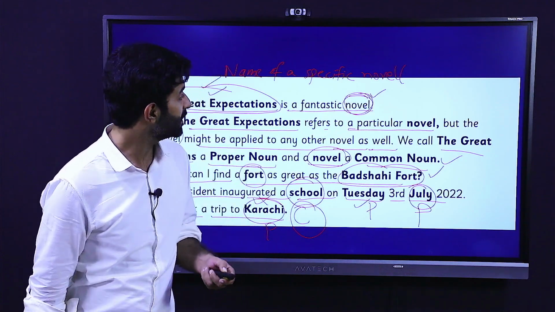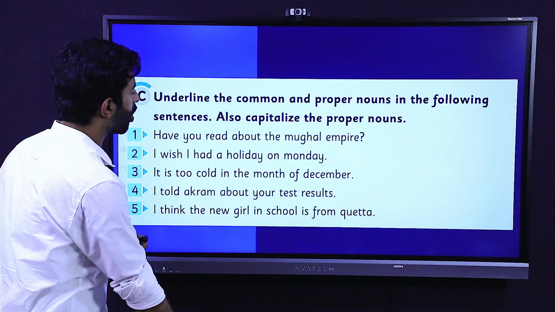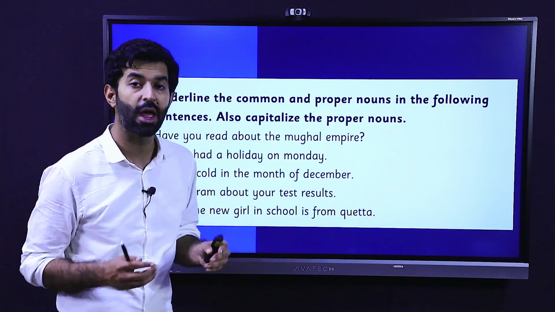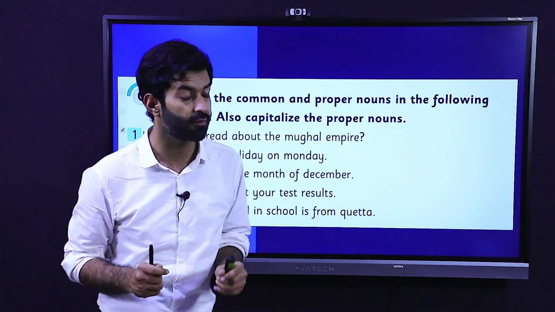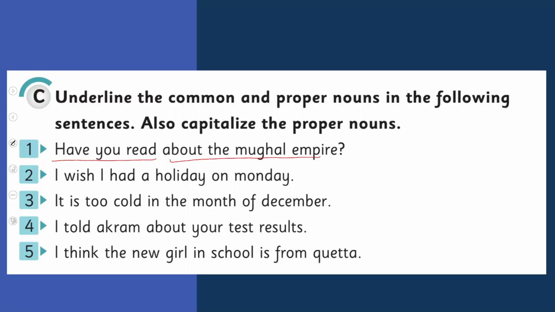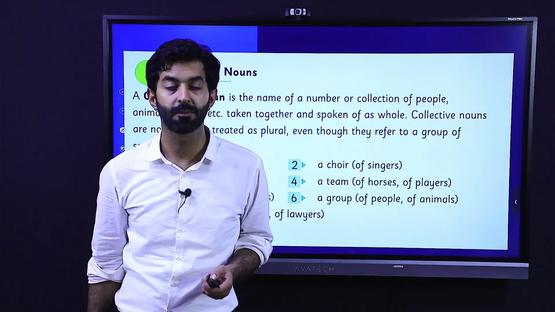So students, keeping this in mind, let's move forward. Underline the common and proper nouns in the following sentences. Now let me do the first one for you, and you're going to solve the rest by yourself. The first one reads, have you read books about the Mughal Empire? Empire is a common noun because there are many empires, but Mughal Empire here is a proper noun. So identify the rest of the proper nouns and common nouns by yourself.